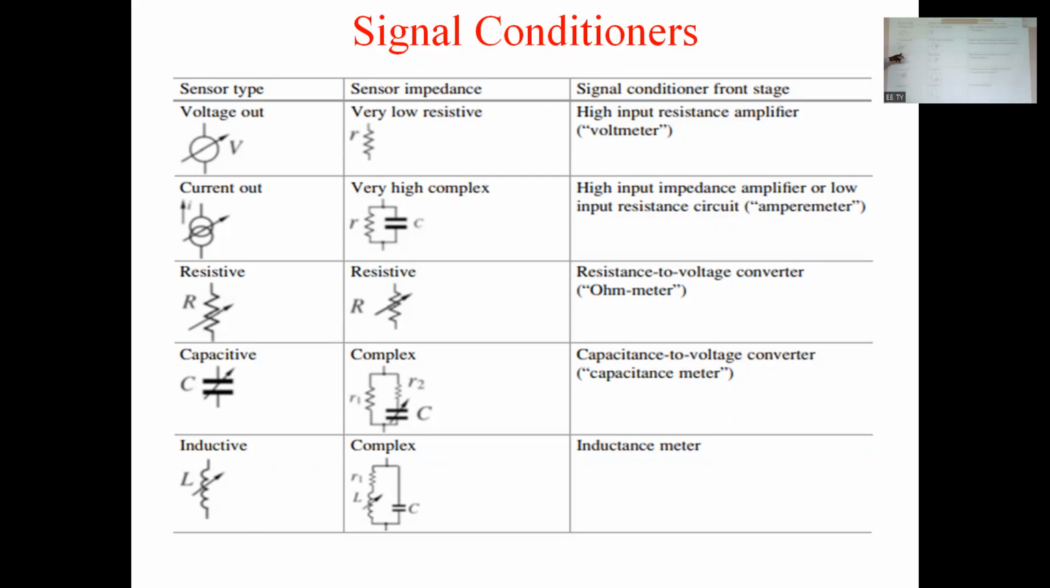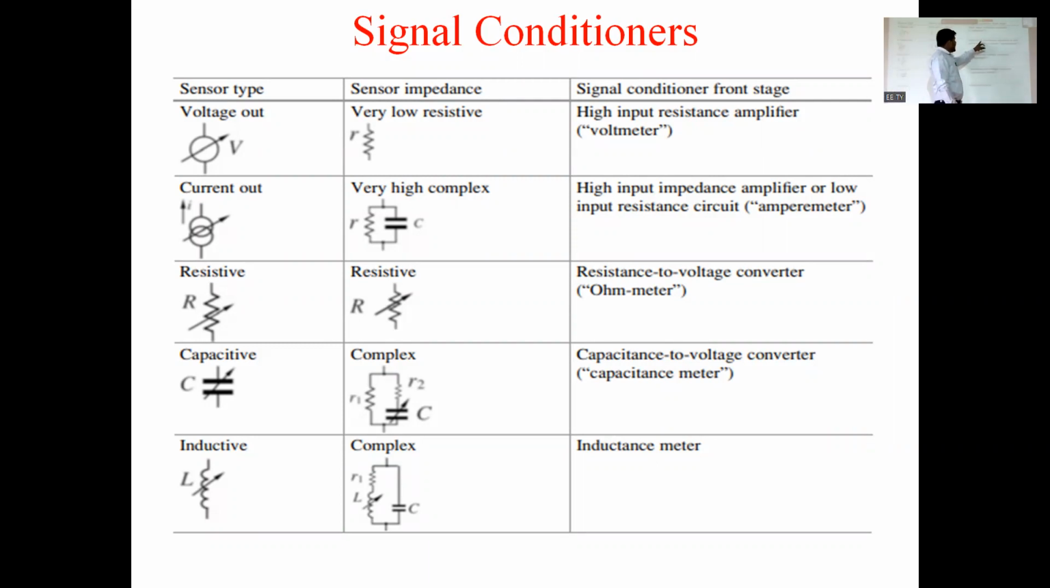Similarly, if the current output of the sensor is there, in that situation we want to connect one resistor and one capacitor, that means this is the filter circuit. So very high complex impedance, then a high input impedance amplifier or a low input resistance circuit, that is an ampere meter, it can be.